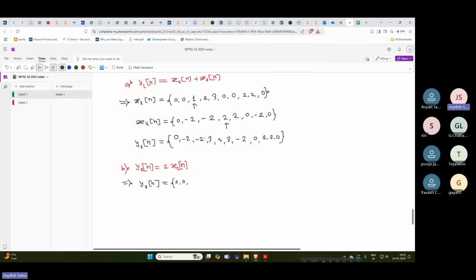One more thing here. What was the index? 0 was this, right? 2, 4, 6, 0, 0, 4, 4, 0. This is index 0.